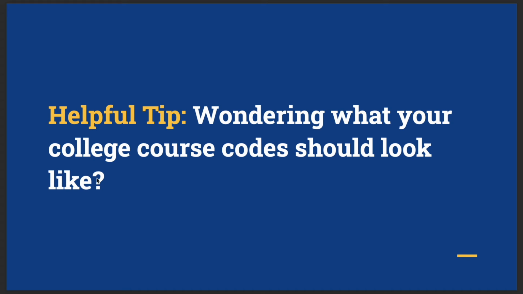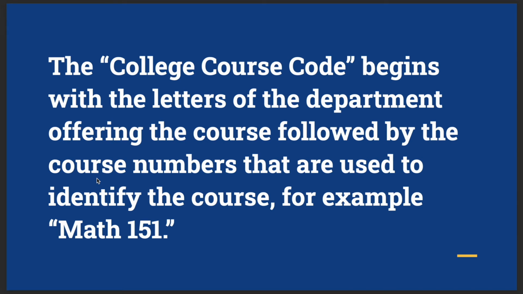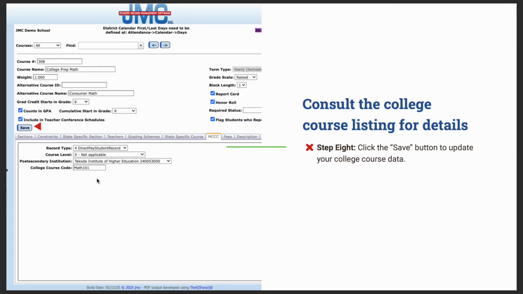Helpful tip, wondering what your college course code should look like? The college course code begins with the letters of the department offering the course, followed by the course numbers that are used to identify the course. For example, Math 151. Step 8, click the Save button to update your college course data.